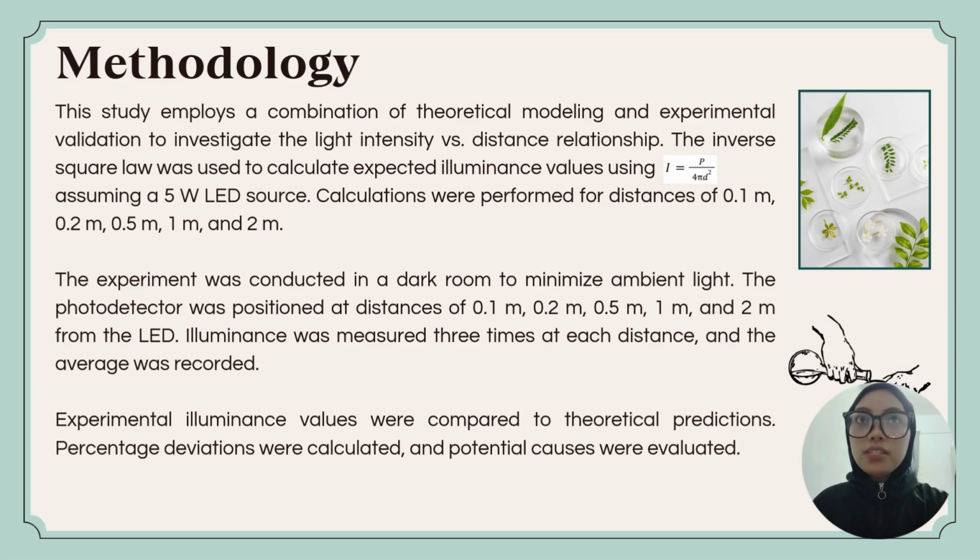This study employs a combination of theoretical modeling and experimental validation to investigate the light intensity versus distance relationship. The inverse square law was used to calculate expected illuminance values using the formula I equals P over 4 pi d squared, assuming a 5-volt LED source. Calculations were performed for distances of 0.1 meter, 0.2 meter, 0.5 meter, 1 meter, and 2 meters.